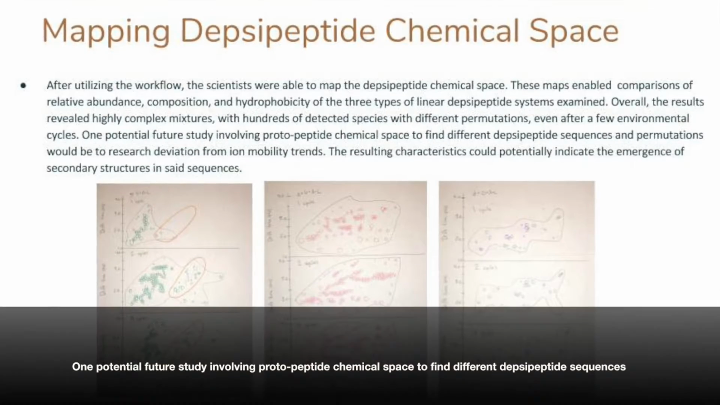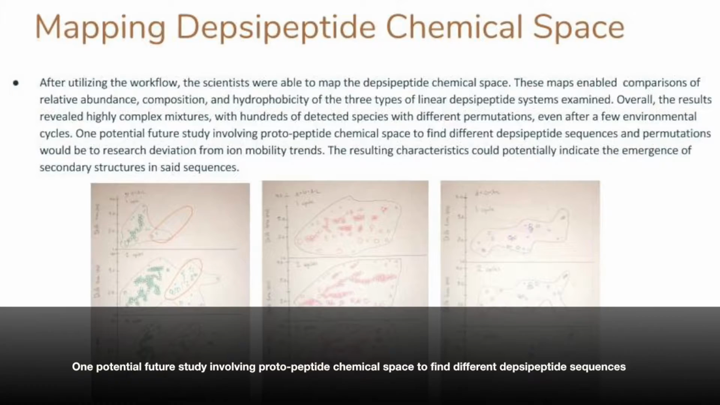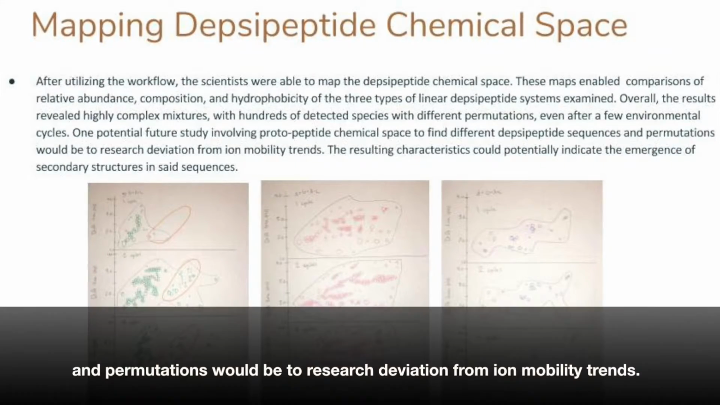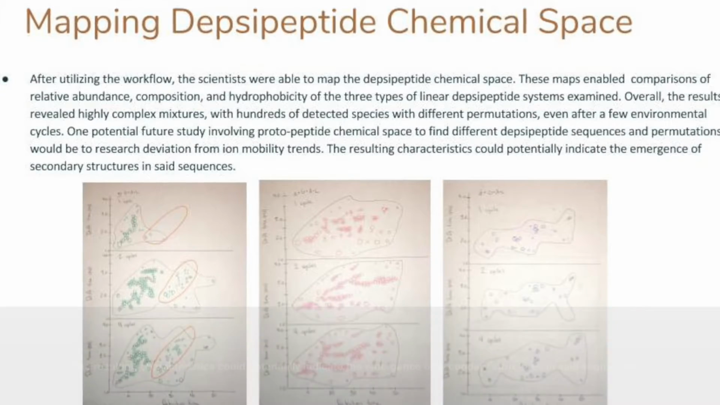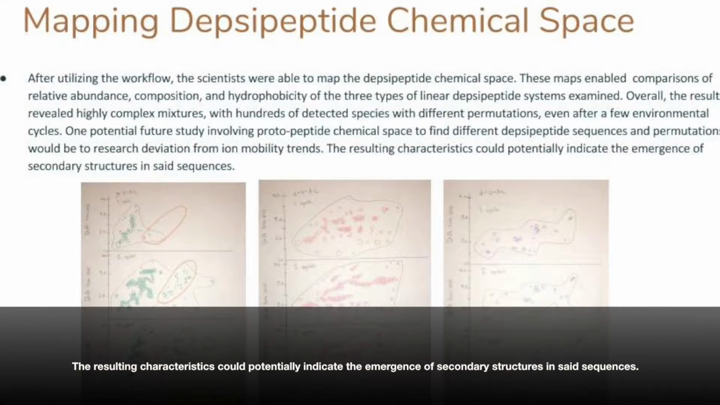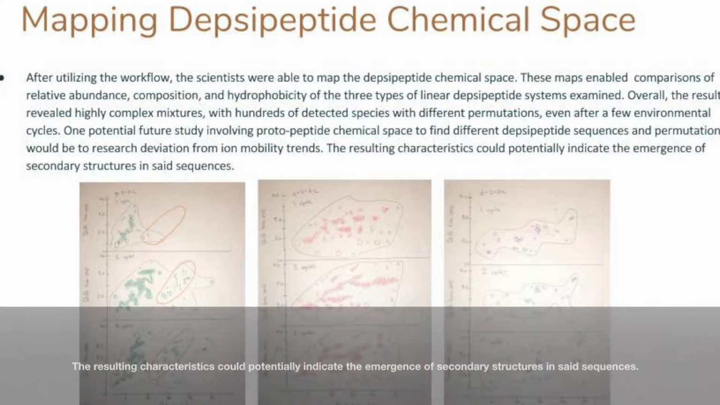One potential future study involving protopeptide chemical space to find different deoxypeptide sequences and permutations would be to research deviation from ion mobility trends. The resulting characteristics could potentially indicate the emergence of secondary structures in said sequences.